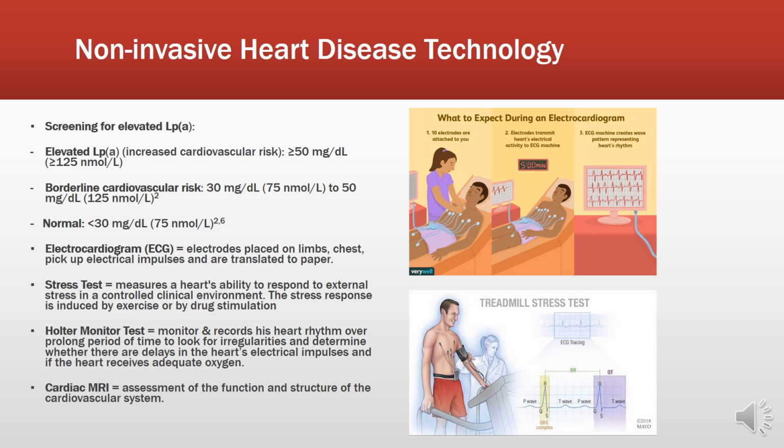Then there is a stress test. That's the picture below. This is one specifically with a treadmill, where again the client will have electrodes placed throughout their body. Then they will have to specifically stay on a treadmill that will increase and decrease the speed of the treadmill as well as the height, to see how the client's electrical impulses are doing with environmental stresses added to them.